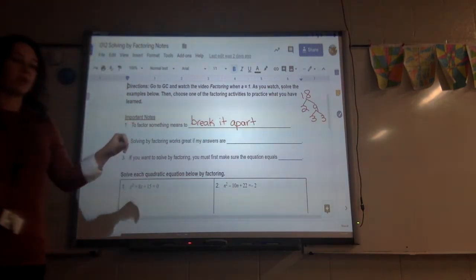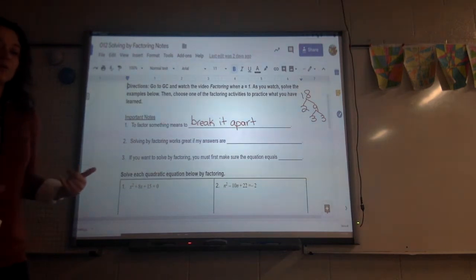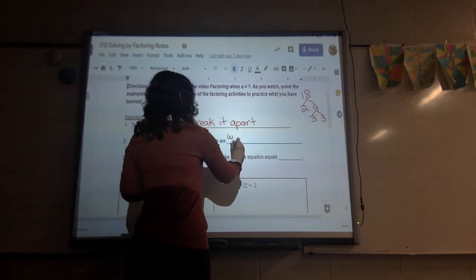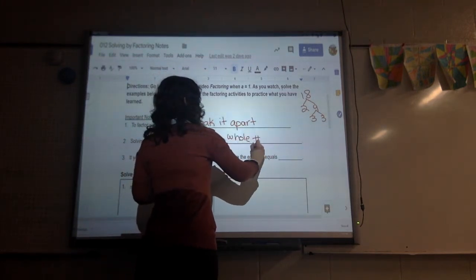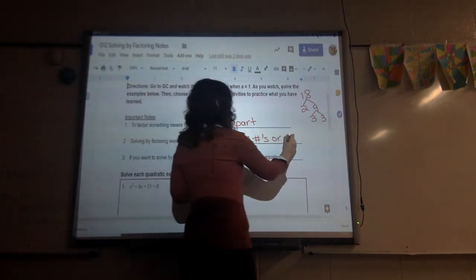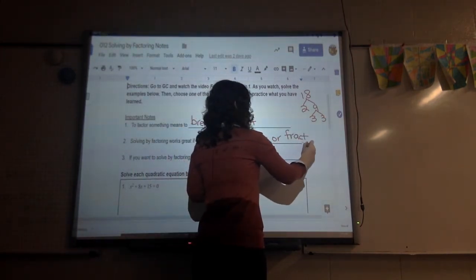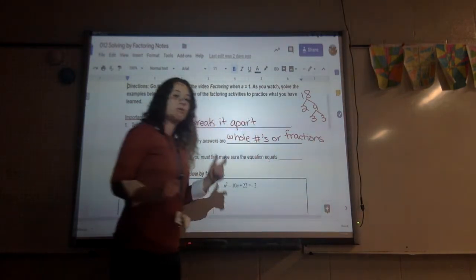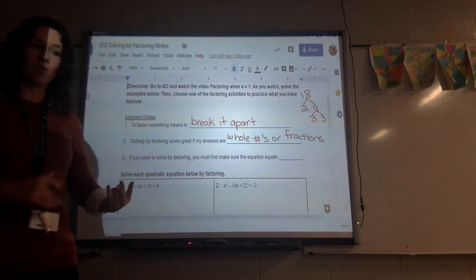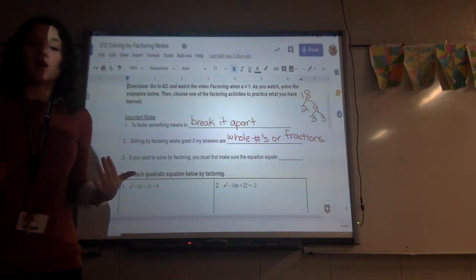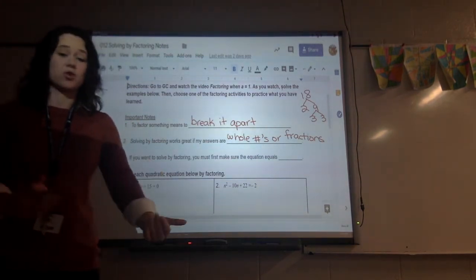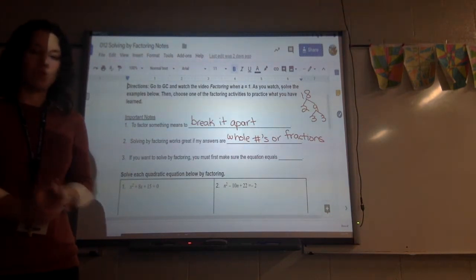Something else about factoring. Because I want simpler answers when I factor, factoring works great if my answers have to be whole numbers, okay? Or they can actually also work for fractions. So if you're on a multiple choice test and you happen to notice that all of your answers are whole numbers or all of your answers are fractions, then that quadratic can probably be factored. If your answers happen to be really ugly decimals or they have square roots involved, factoring is not the way that you want to go.